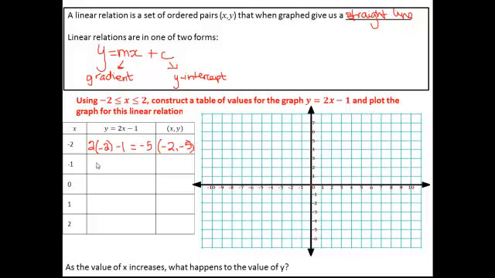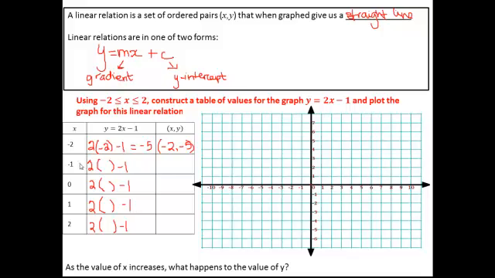What I would suggest, when you go to do your table of values, is to set this up first: wherever you see an x in the equation of your line, just put brackets in. That means you're always doing 2 times whatever x is, minus 1. Then you can go ahead and put your x values in.